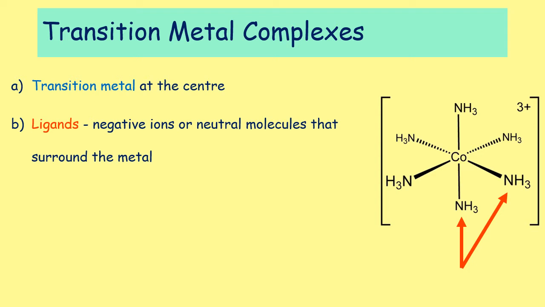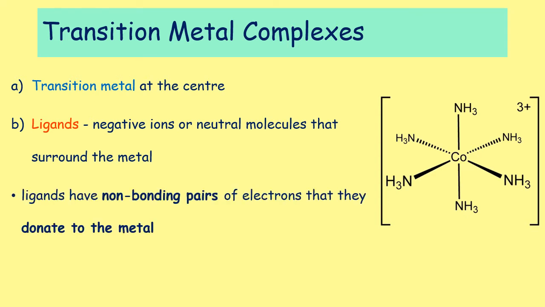Now the ligands can be negative ions or neutral molecules. Because transition metals are usually positively charged, positive ions do not tend to form ligands because like charges repel. But neutral and negative ions surround it. Now, a ligand is just the term we give to anything that will have a non-bonding pair of electrons, so two electrons that are not involved in a bond attached to one of the atoms.